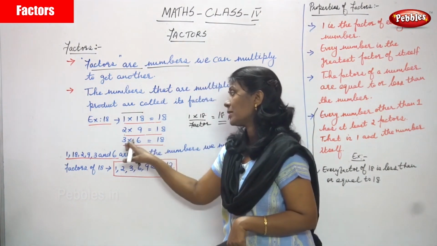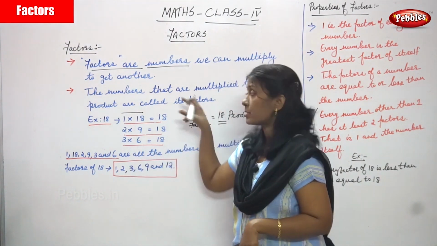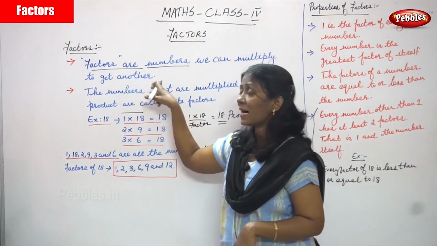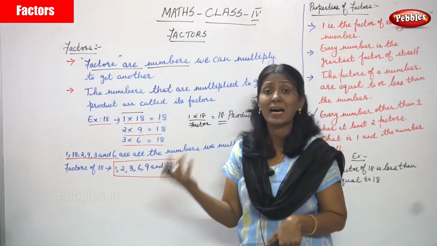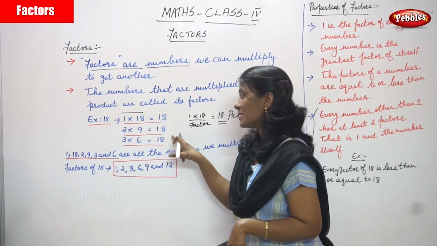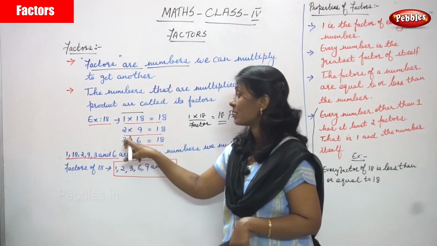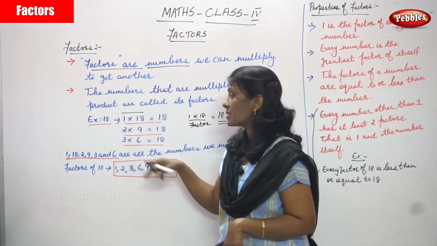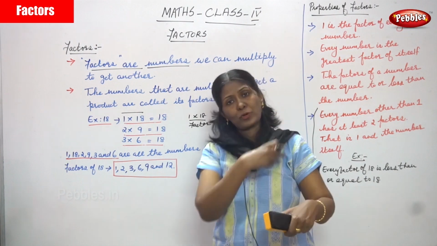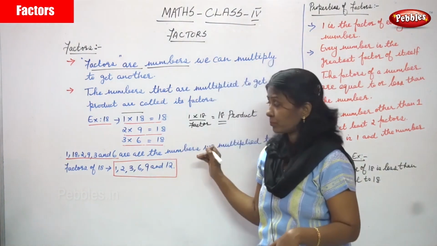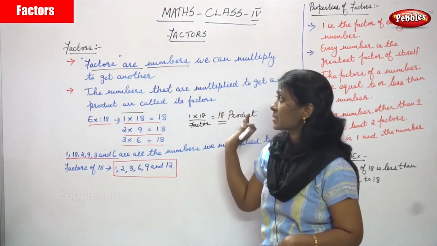3 into 6. These two numbers are multiplied to get another result, another product, another answer. 18 is the product and 3 into 6 are factors, because factors are numbers that are multiplied to give another result or product. That is called factors. So these are the definitions of factors. I think I have explained clearly.